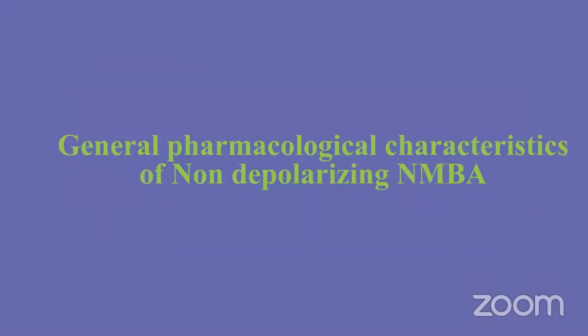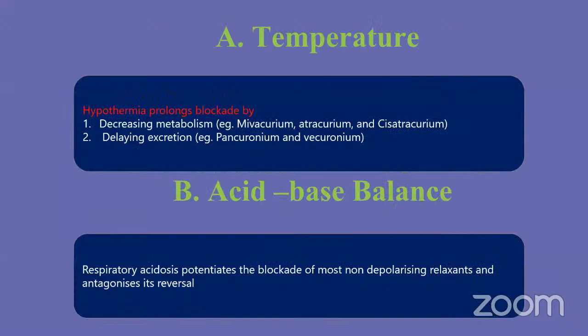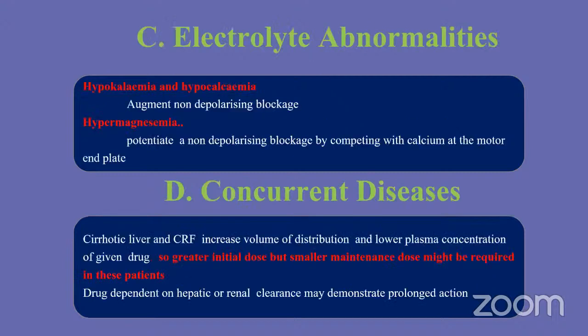A general pharmacological characteristic of non-depolarizing agents: temperature. Hypothermia prolongs the blockade, by two mechanisms: it decreases the metabolism in case of mivacurium, atracurium, and cisatracurium, and delays the excretion in case of pancuronium and vecuronium. In case of acid-base imbalances, respiratory acidosis potentiates the blockade of most of the non-depolarizing muscle relaxants, and antagonizes the reversal, because in respiratory acidosis there will be a decreased amount of calcium available at the neuromuscular junction, so it potentiates the blockade.